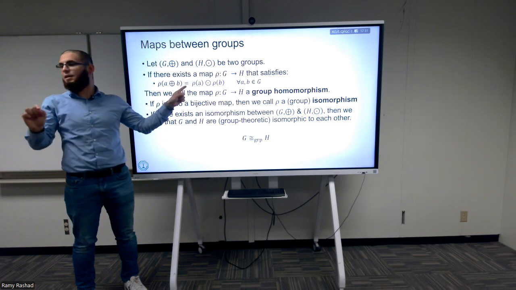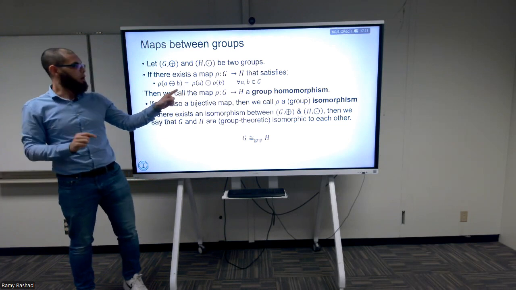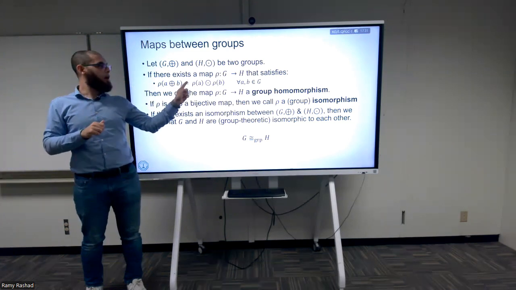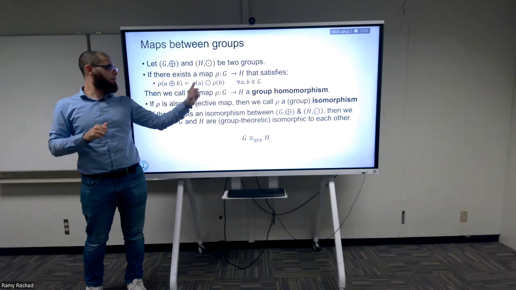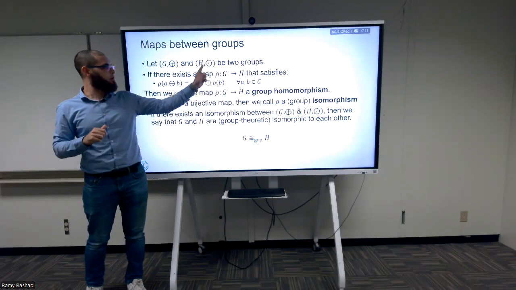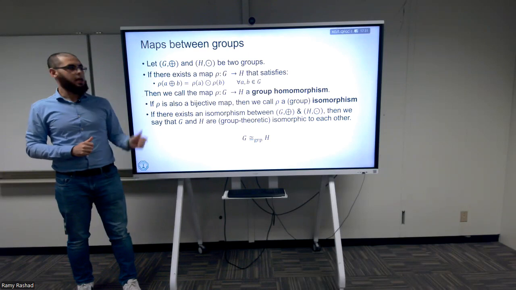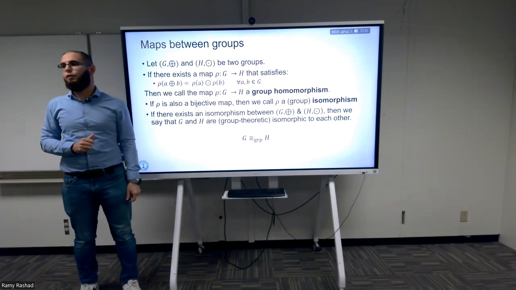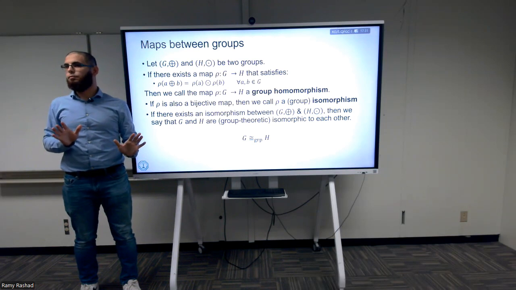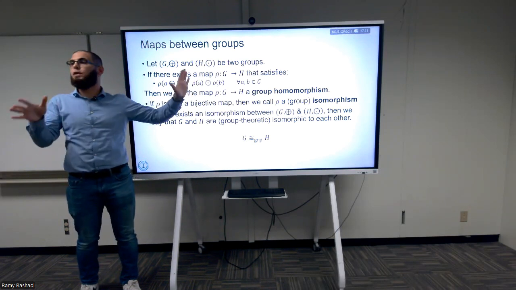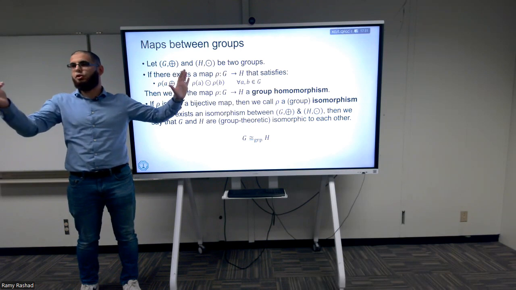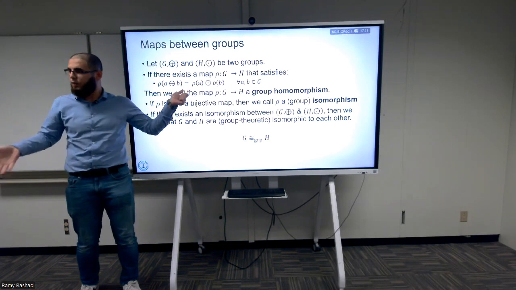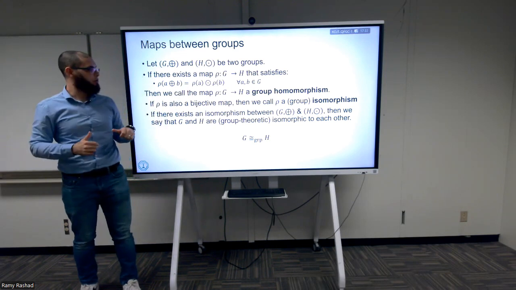I reach the same element in H as if I had first fed A to rho and fed B to rho, and then taken the result with the operation of H. If the map satisfies this, we call this map a group homomorphism, just a name. This is exactly the same as a map between sets, right? But now with extra structure. Why do we need this extra condition or structure? Because a group itself is not just a set, it has this extra structure.